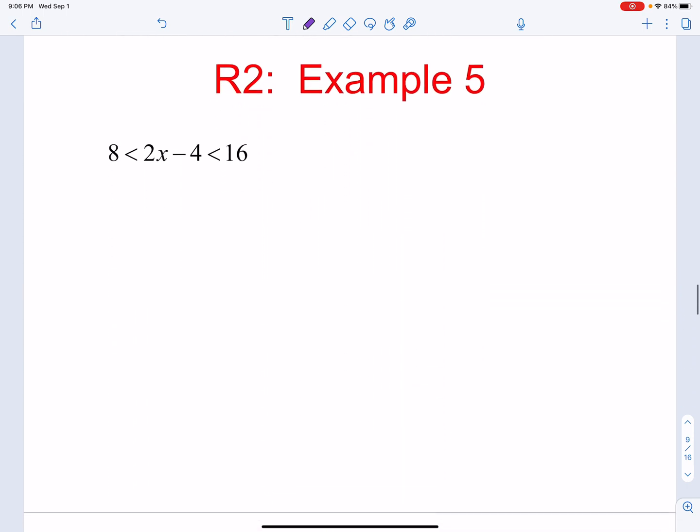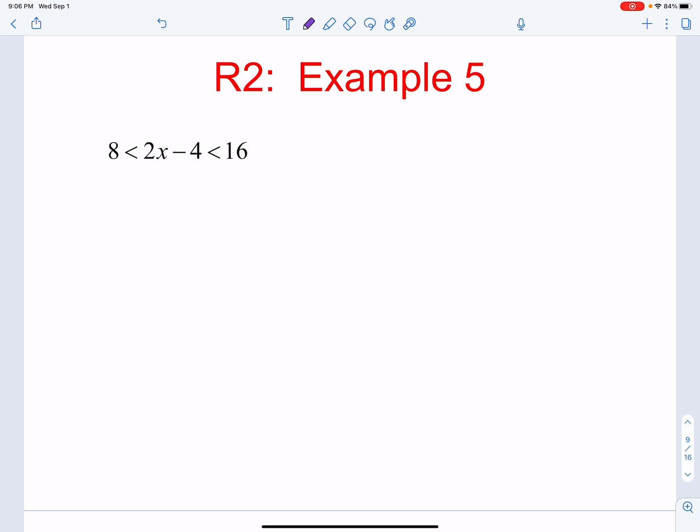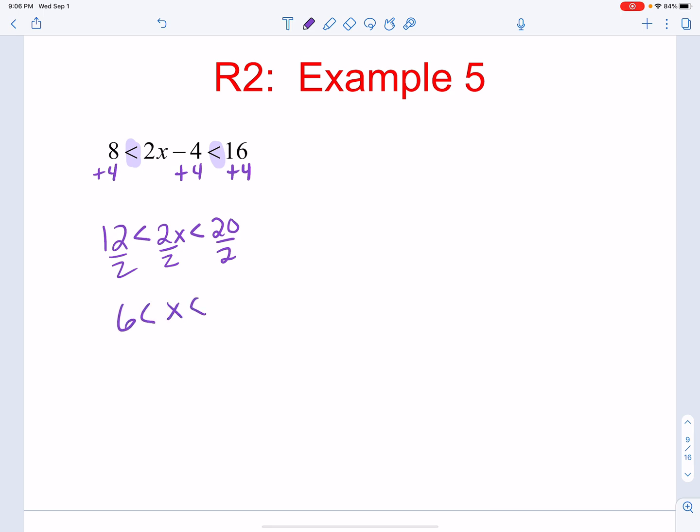Okay, R2, this is the same thing we just did, but it's with inequalities. So this is example 5. If you notice, this thing has 2 signs. Okay, so that means there's actually like 3 sides to this thing. You have the middle, so if you add 4, you're actually going to have to add 4 here and add 4 here. So you end up with 12 is less than 2x, which is less than 20. So then I divide by 2, and you get 6 is less than x, which is less than 10.